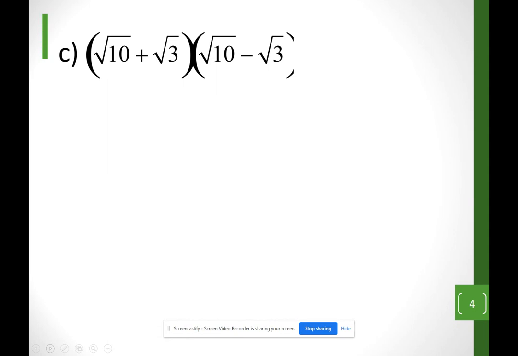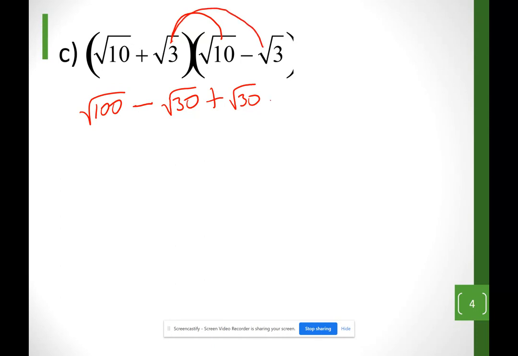Now let's take a look at this one. Let me distribute the square root of 10. Square root of 10 times square root of 10. They're radicals. Let me start by calling that square root of 100. Notice I multiply the two numbers. Now here I have minus square root of 30. They're both radicals, so I can multiply them. Now let me multiply this one. So that gives me plus square root of 30. Then positive times a negative gives me a negative square root of 9.